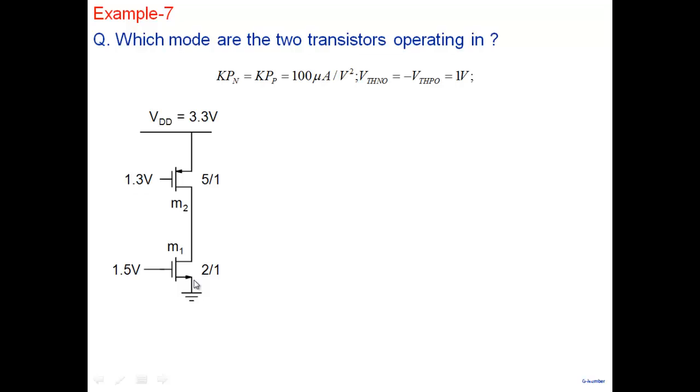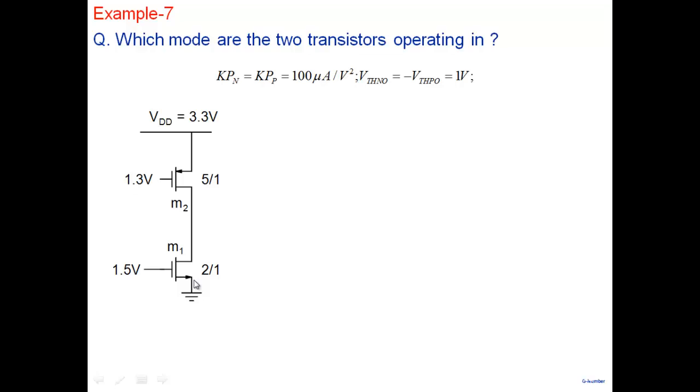1.5 here. VGS is what? 1.5, greater than the threshold voltage, which is 1 volt. VSG is what? 3.3 minus 1.3. So that's also greater than the threshold voltage. Right? So both of them are biased above threshold. Both of them are conducting.